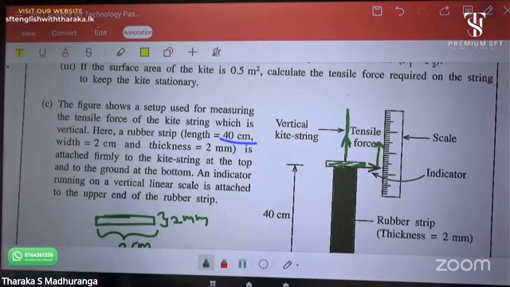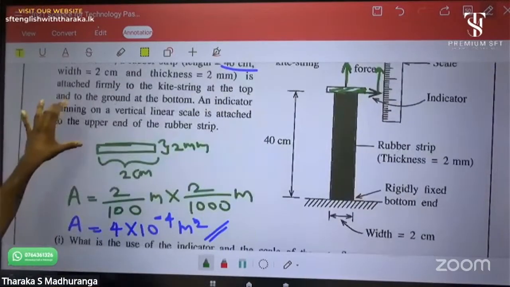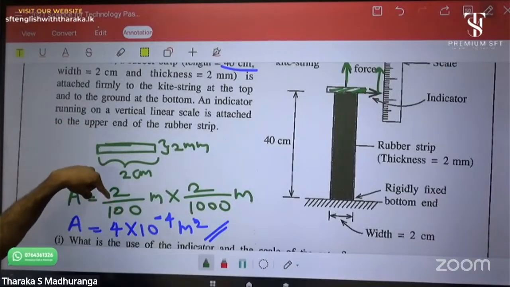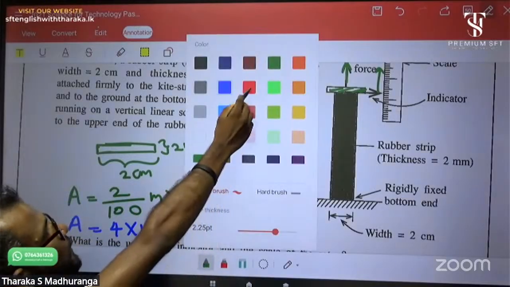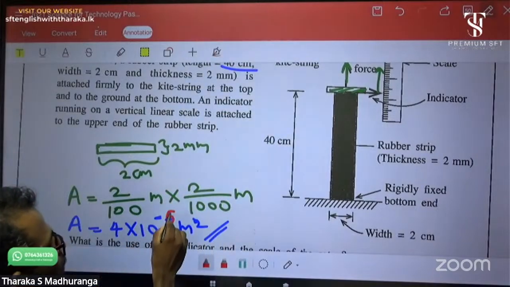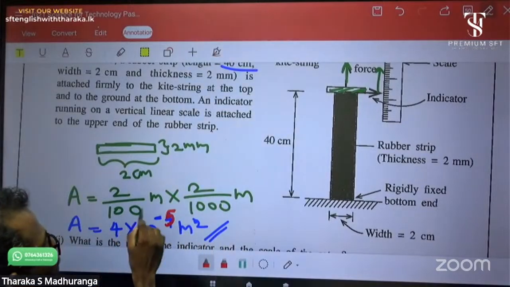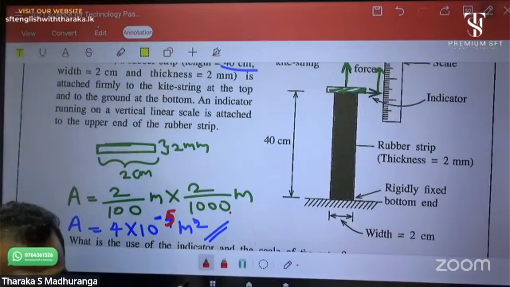Sorry, I think there is a mistake in the area. Sorry, it is 4 into 10 to the power minus 5, not 10 to the power minus 4. That's why I checked again. It is 10 to the power minus 5, because of 5 zeros. Please go through this question again, right?